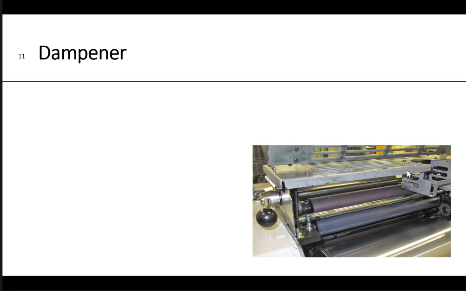Another system on the printing press would be your dampener. Now, of course, lithography works on the principle of ink and water not readily mixing, so we have to have the water or the fountain solution. We'll have a discussion about that later, but now we're just talking about how you apply the fountain solution, and you do that with your dampening system.